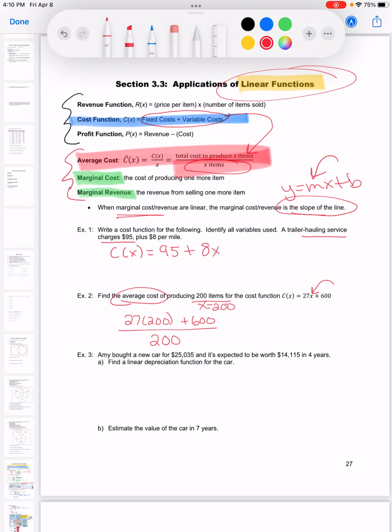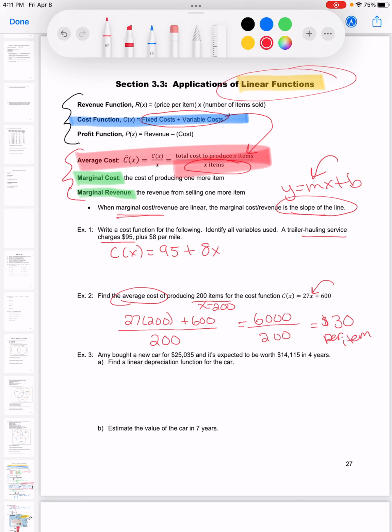So let's see, typing in that numerator in my calculator is going to give me 6,000. 6,000 divided by 200 is 30. So the average cost is $30 per item. Each item costs on average $30.